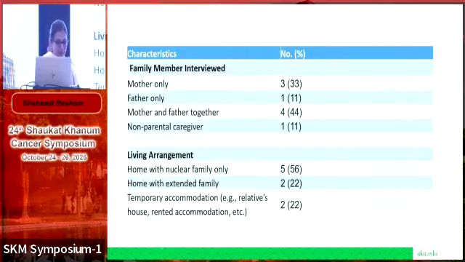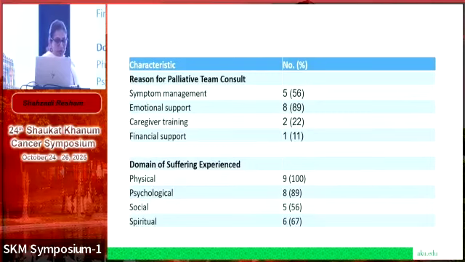Four interviews included both parents, and the majority of the patients were living at home with their nuclear family only. The majority were given a palliative care consult for emotional support, followed by symptom management, caregiver training, and financial support. However, the suffering involved in the majority was psychological, followed by physical, social, and spiritual.